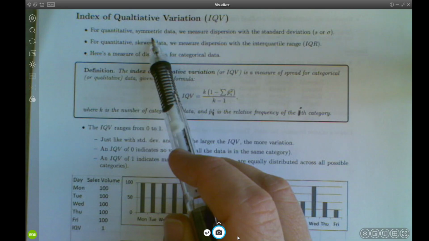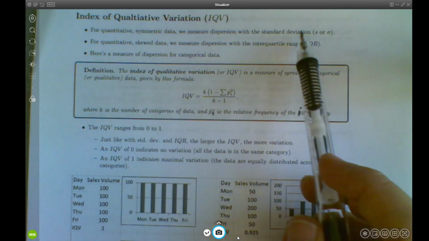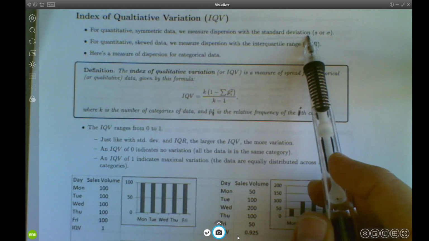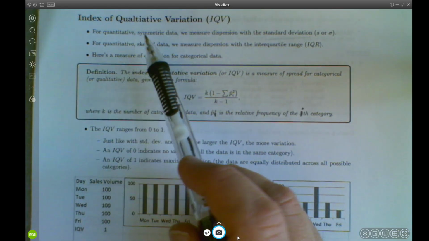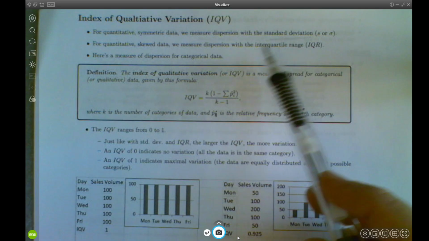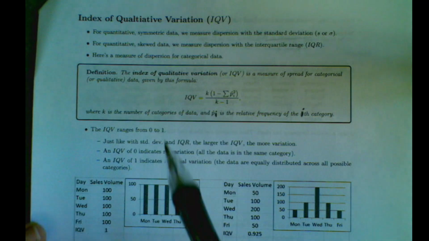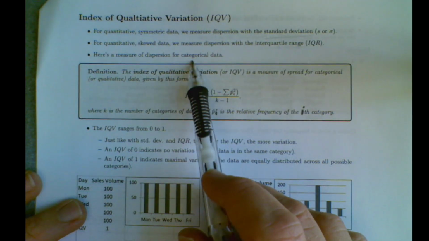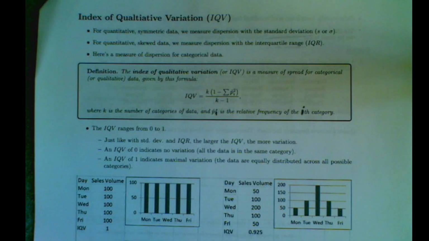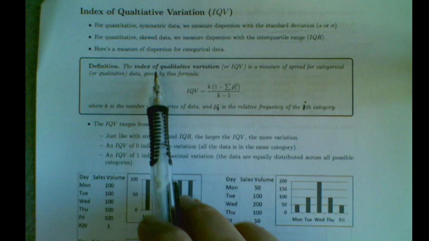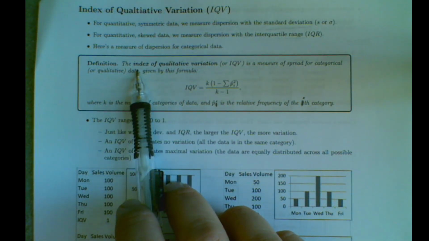Let's look at the index of qualitative variation. What we've discovered so far is that for quantitative symmetric data, we'll measure the dispersion of the data set with the standard deviation. But if the data set is skewed, then the standard deviation is not going to be a good measure of spread. So instead, we'll use the interquartile range. This still leaves us with the question, what do we do if the data set is categorical? There are actually multiple measures of dispersion you could use, but one of them is the index of qualitative variation, and that's what we'll use in this class.